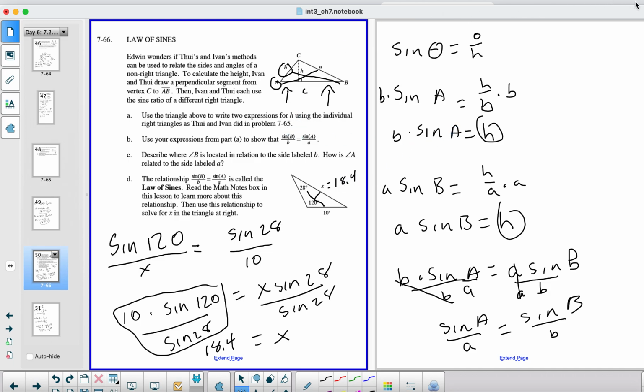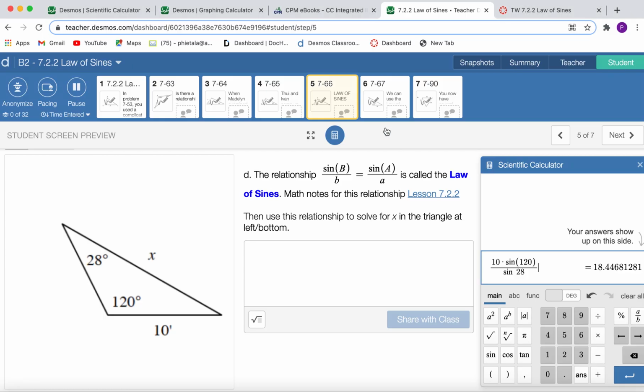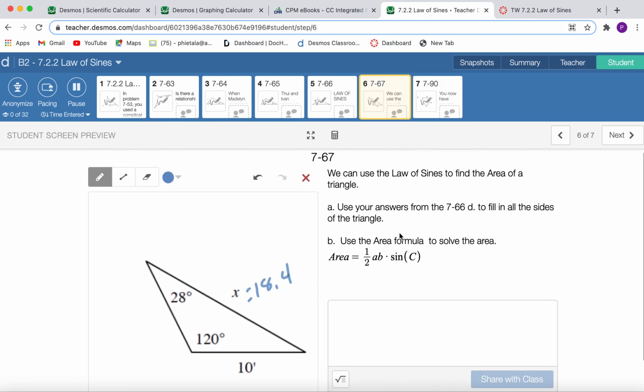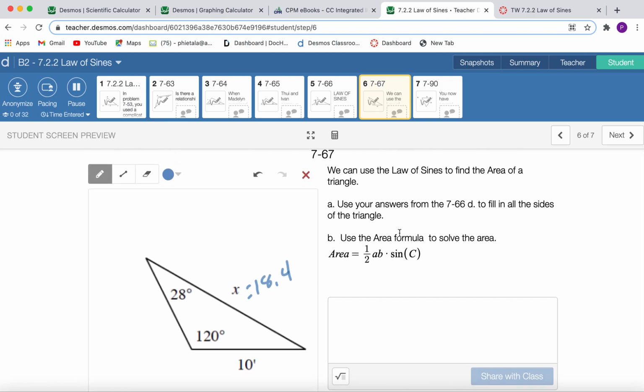So on your next page, you guys, you're going to use that information. Okay, so we know that x equals 18.4. We can use the law of sines to find area. So this is our area formula. The question is, do we have all this information yet?